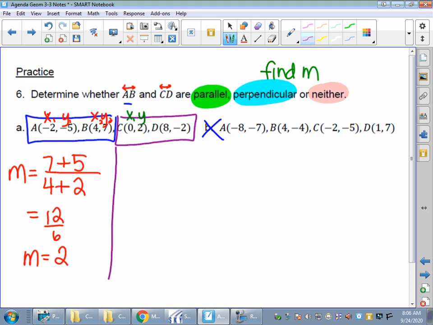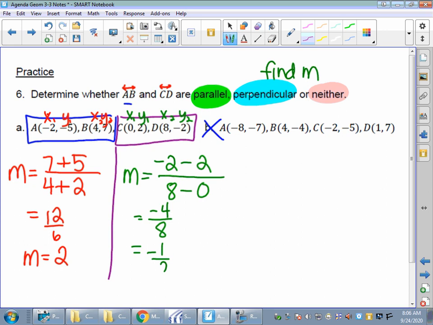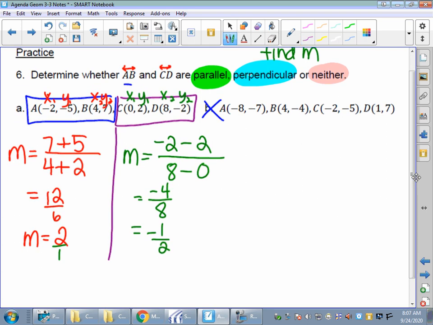So I'll call this x1 and y1, x2 and y2. So let's find the slope of this one. So subtract the y's on the top. So negative 2 minus 2 is not 0. 8 minus 0. So negative 2 minus 2 is negative 4/8. Simplify that down. Hopefully you can see, remember this is like 2/1. So opposite signs and reciprocals. So these two lines, AB and CD, are going to be perpendicular.